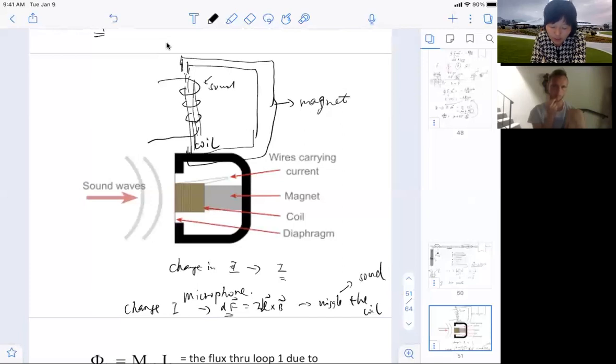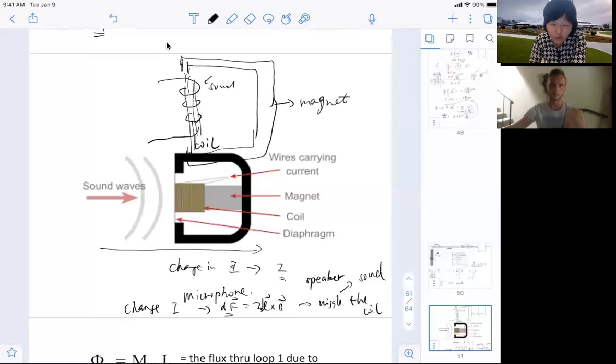So if this device is a microphone, the reverse device becomes what? An amplifier? Make some sound. What would that be? Like a speaker? Yeah, it will become a speaker. So not the same device, but in terms of the physics behind it, it's very similar, it's exactly the same.